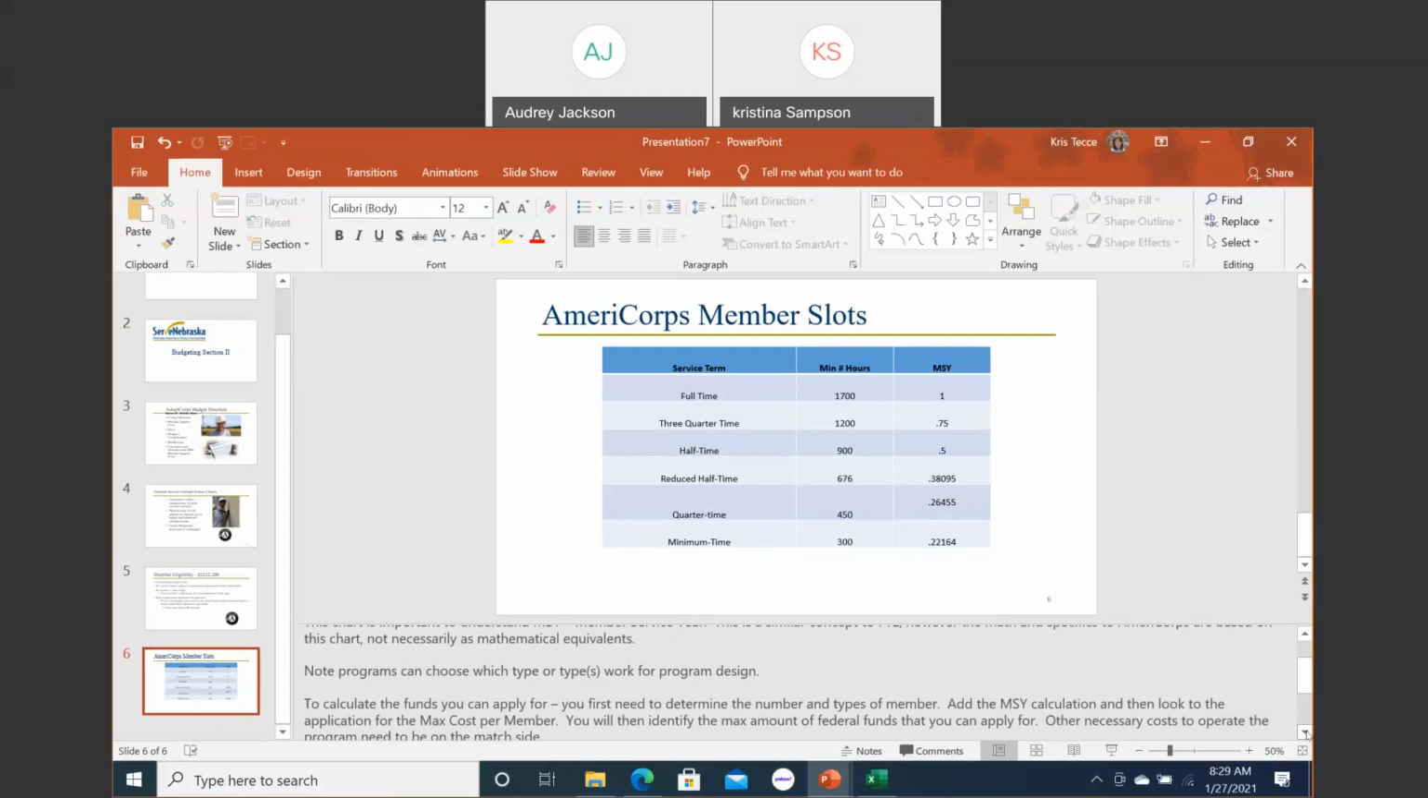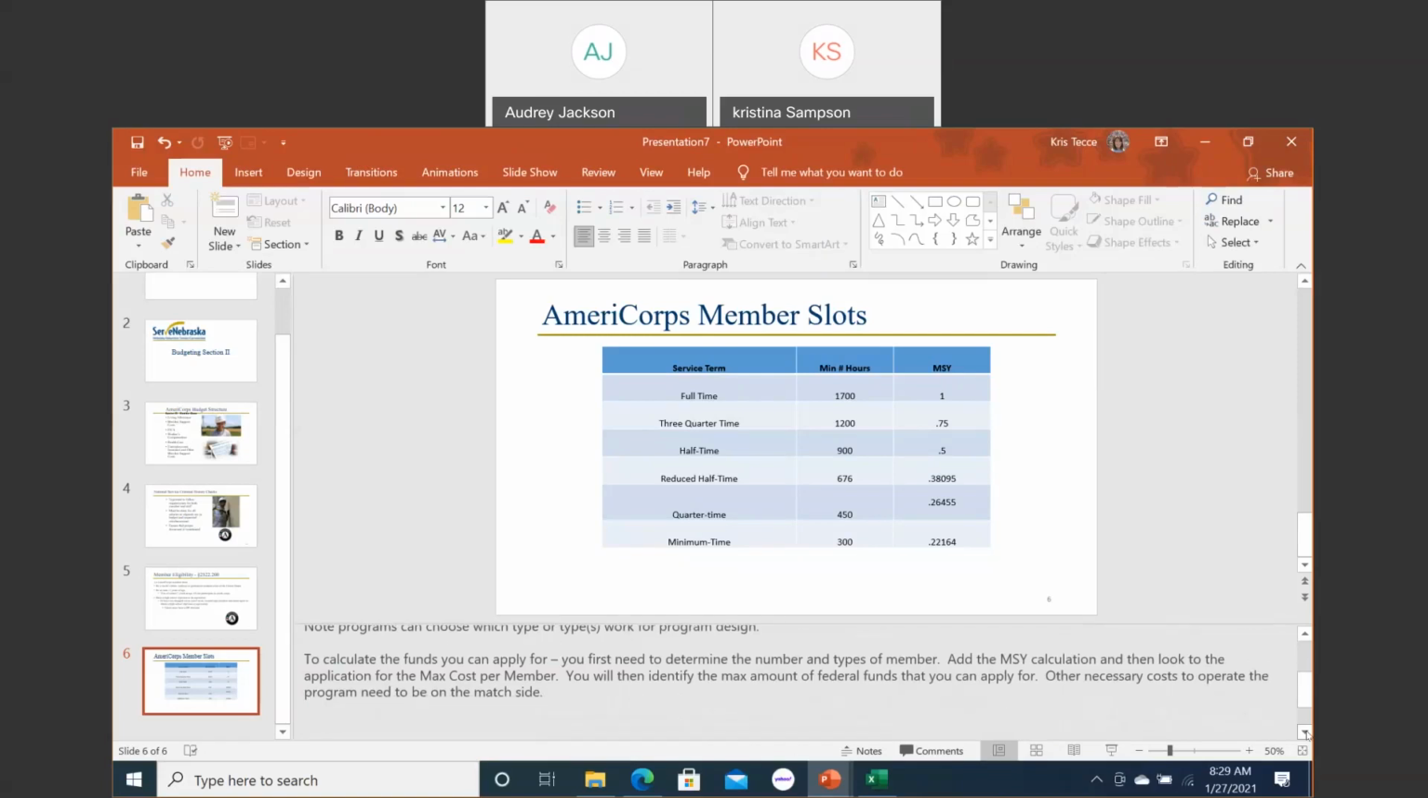Again, the MSY is a critical component because the MSY calculation is the amount that you can apply to as a maximum, and you take the MSY calculation for the total number of members and you multiply that by the maximum cost per member in the application. You can then identify the maximum federal funds and back into the parts of your budget. So a lot of people work on parts of Section 2 and really using this chart to determine what are the program AmeriCorps members type and number that best suits their program and their budgets.